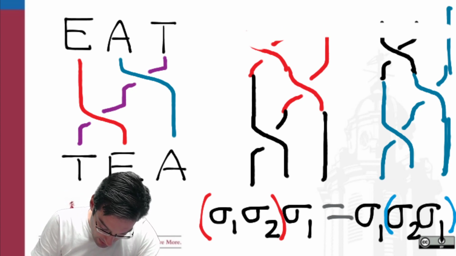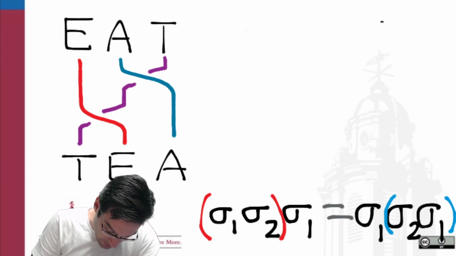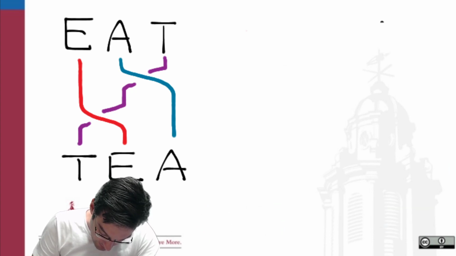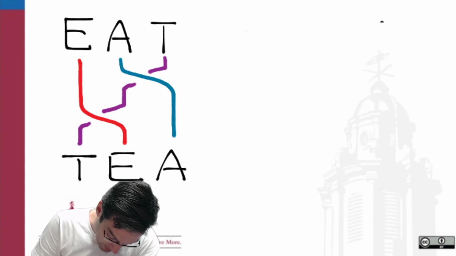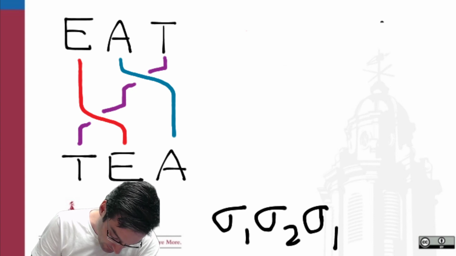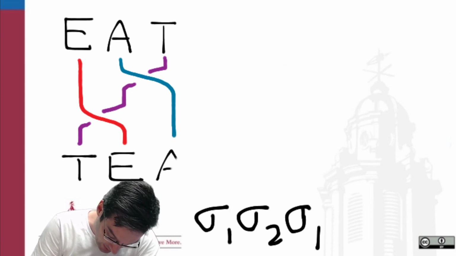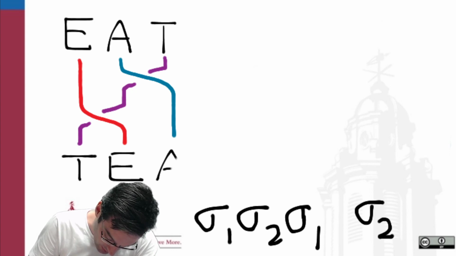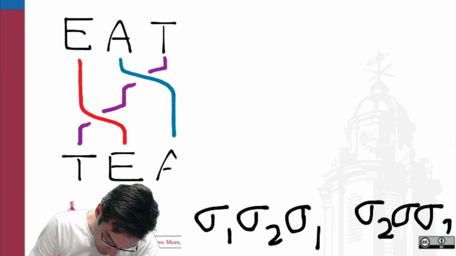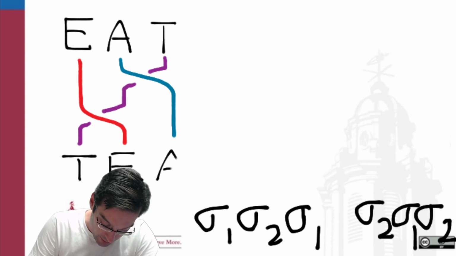So to investigate that, let's look at the same kind of picture again. But instead of trying to vary my groupings, I'm going to try to just draw in my skein relation. So sigma 1, sigma 2, sigma 1 is one of my braids. Nudge that over here. And the other braid that I want to study is the opposite, sigma 2, sigma 1, sigma 2. And I want to figure out whether those are the same braid or whether they're different.